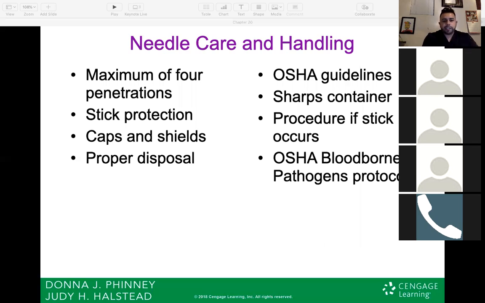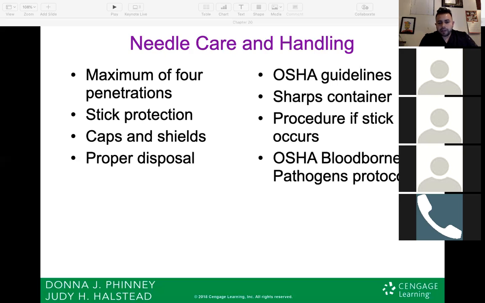The danger, and why we want to change that needle after 4 penetrations, is that these needles are really thin, and after a while we can get metal fatigue inside the needle, and sometimes these needles can break off inside of the patient. If you can imagine, that's not a very good thing to happen. In fact, that's a very dangerous thing to happen.